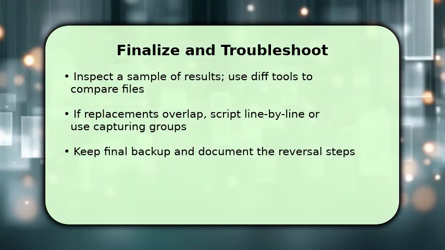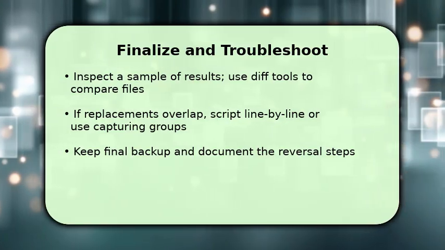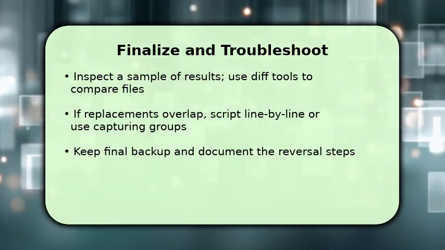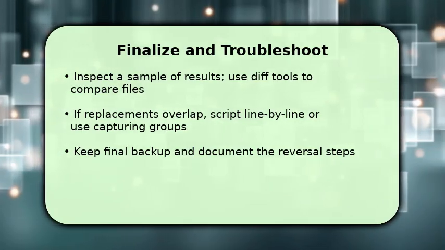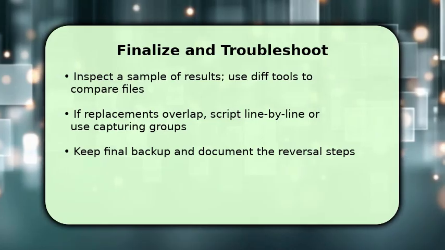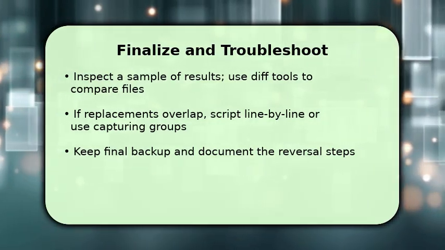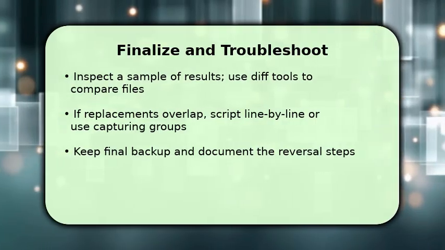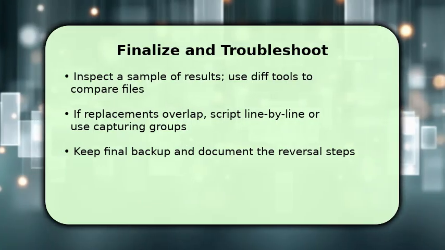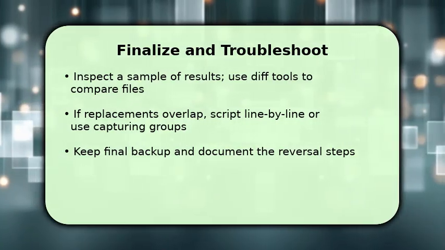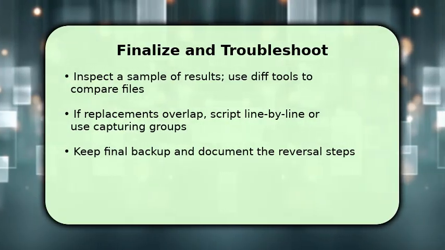To finish, verify results by sampling sections and running a diff against the backup so you see any missed or extra changes. If you encounter overlapping or ambiguous replacements, stop and script a controlled, line-by-line revert or use regex capturing groups to preserve context. Make sure to save the corrected file as a new version and document exactly what you reverted. If things go wrong, restore the backup and repeat the reversal with smaller scopes to isolate the problem.